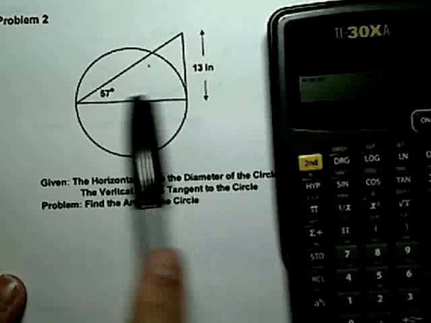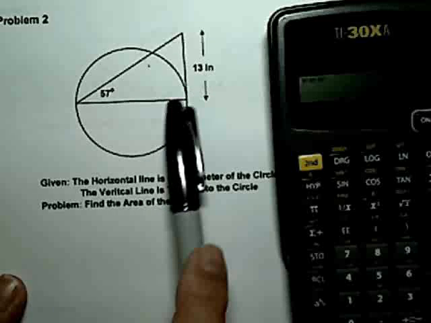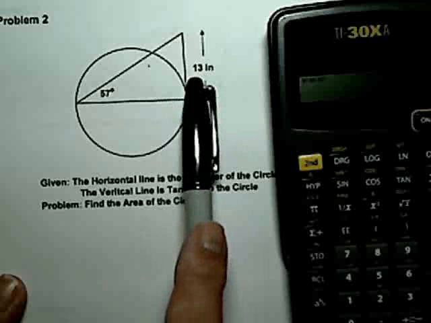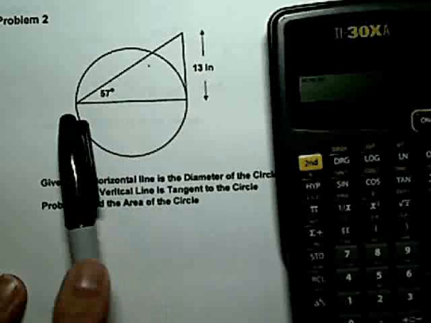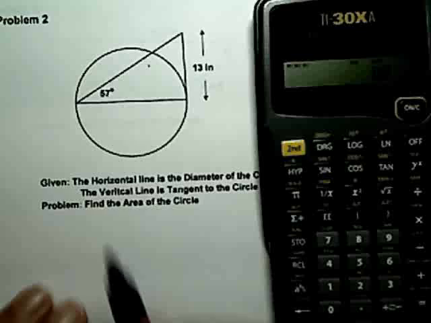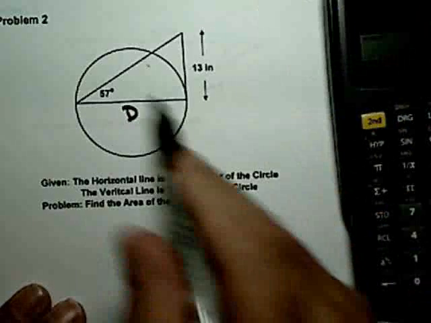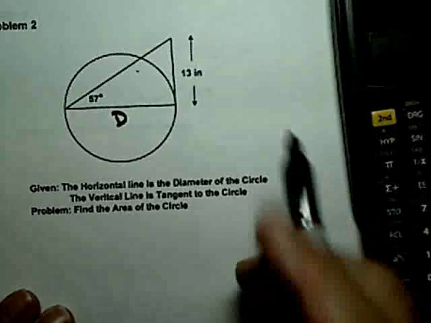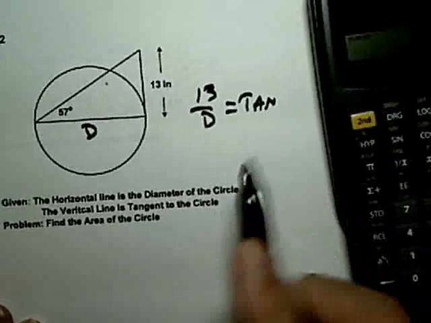Well, now this is a right angle because this is a tangent line, and you might be tempted to say, well, maybe I can use the Pythagorean theorem, but you only know one side. However, what you do know is an angle. So now you can use basic trigonometry. You learned in trigonometry that if you take 13 and divide it by the length of this other side, this is called the adjacent side to 57. And by the way, I'm assuming now you know trig. 13 over d is the tangent of 57.